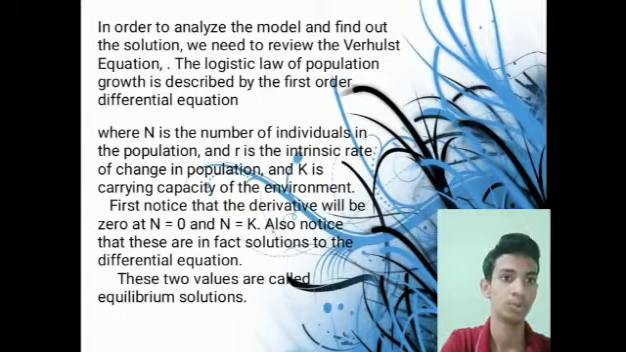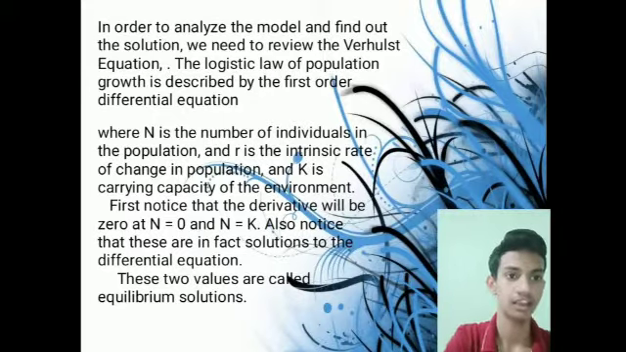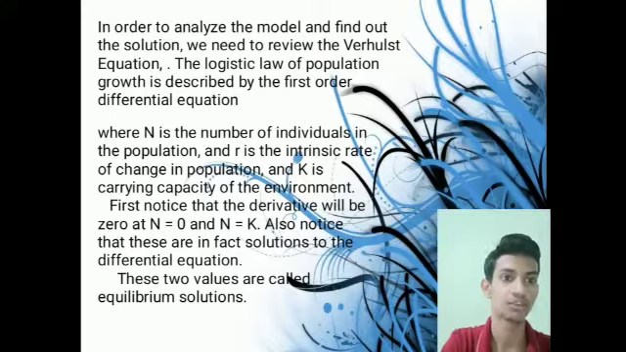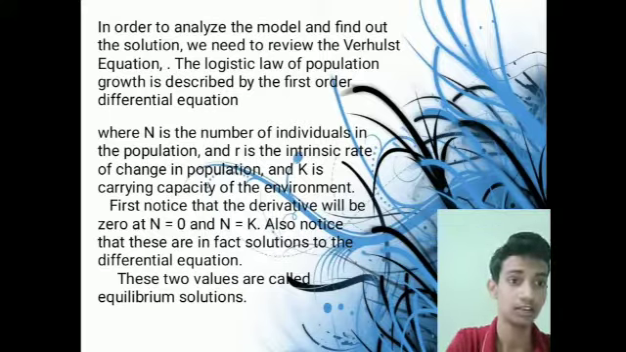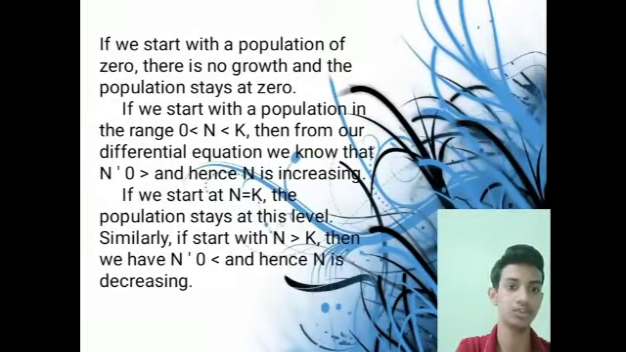The logistic law of population growth is described by the first order differential equation, where N is the number of individuals in the population, r is the intrinsic rate of change of the population, and K is the carrying capacity of the environment. First, notice that the derivative will be 0 at N equal to 0 and N equal to K. Also notice that these are in fact solutions to the differential equation. These two values are called equilibrium solutions.